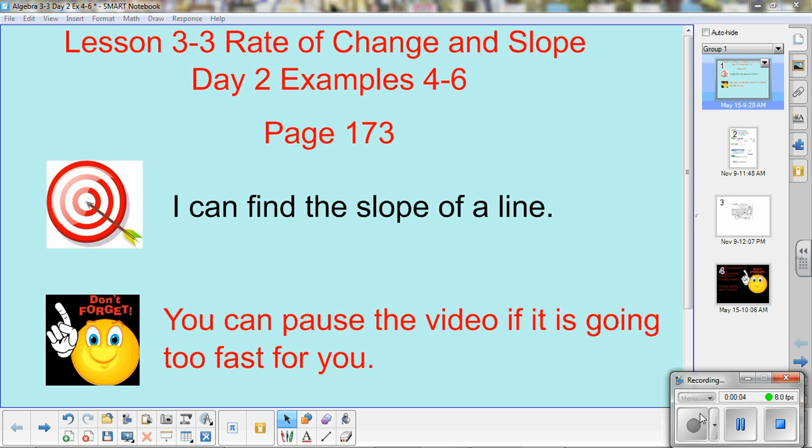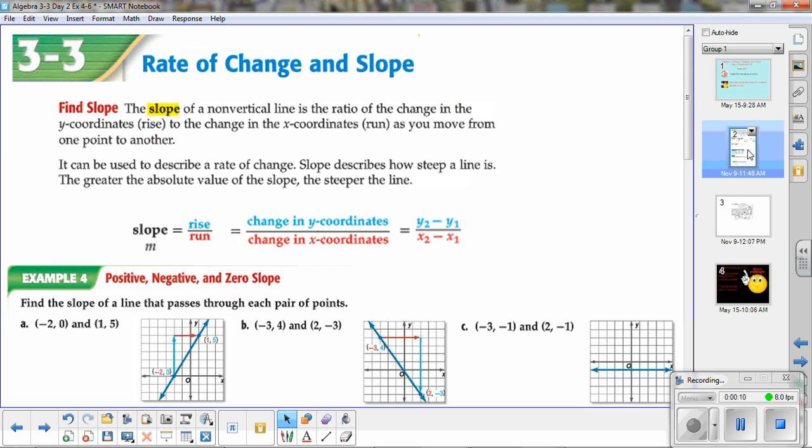In Lesson 3.3, Day 2, Examples 4 through 6, you'll be finding the slope of a line. The slope of a non-vertical line is the ratio of the change in the y-coordinates, or the rise, to the change in the x-coordinates, or the run, as you move from one point to another. It can be used to describe a rate of change. Slope describes how steep a line is. The greater the absolute value of the slope, the steeper the line.